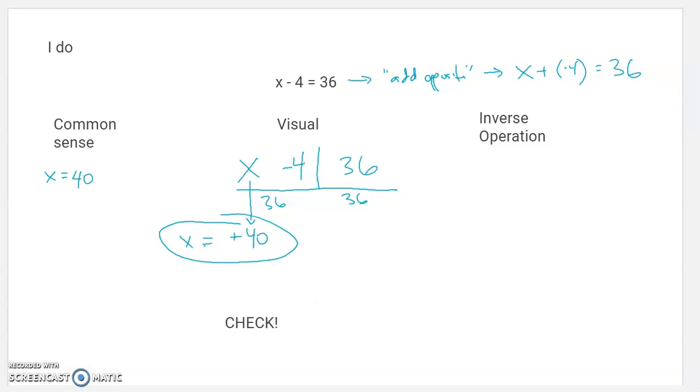Here you've got to change the equation with add the opposite, because there's no way to draw taking away 4. Inverse operation strategy is going to work just like it always did.